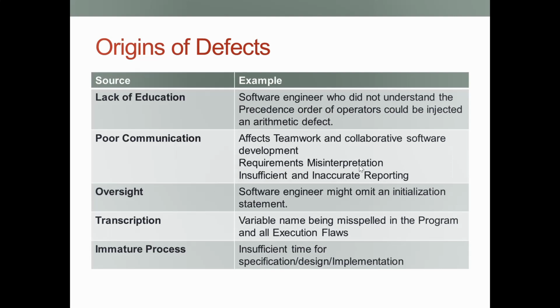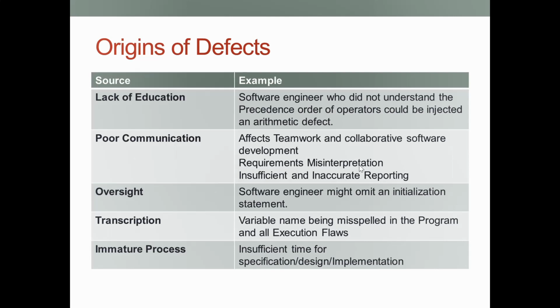Oversight is another reason for the software defects. Some software engineers may omit some steps in the software development. For example, a software programmer may omit an initialization statement in the program. As a result, those variables are filled with garbage values which lead to some defects at the runtime.